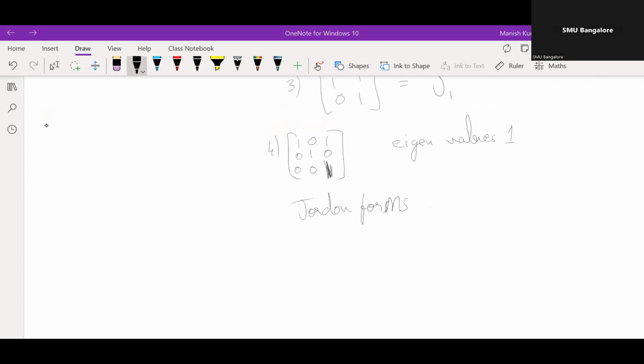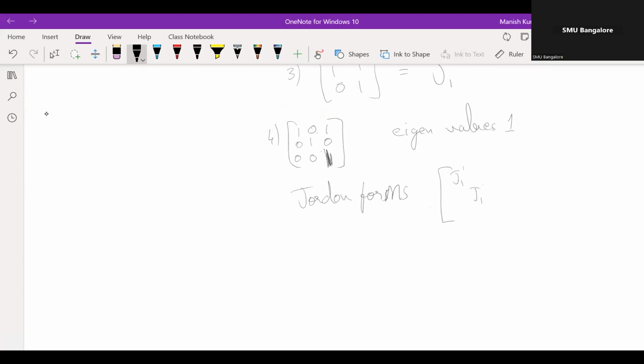One is J11, J11, J11, which of course is the identity matrix. Is this possible, that the Jordan form of this is the identity? What is the gut feeling? Is it possible?